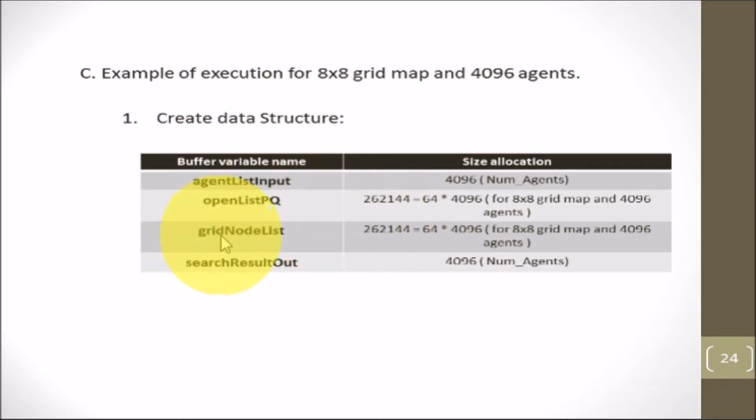It will be the same for the grid node list, because each agent will need a space, with each agent needing a copy of its own for each map, so it will be 64 into 4096. And finally the search result out, which will be equal to the number of agents. The search result will have one object for each agent.